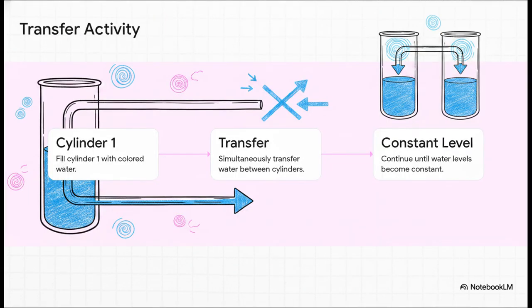To really visualize this, imagine a two-cylinder water transfer activity. Let's say you fill cylinder 1 with colored water. Then you grab two glass tubes and use them to simultaneously scoop and transfer water back and forth between cylinder 1 and an empty cylinder 2. What happens? Well, you constantly move water back and forth until the water levels equalize and become totally constant. It brilliantly illustrates how forward and reverse rates achieve a perfect balance. The water is literally still moving through the tubes, but the level, which represents our chemical concentration, never actually changes.